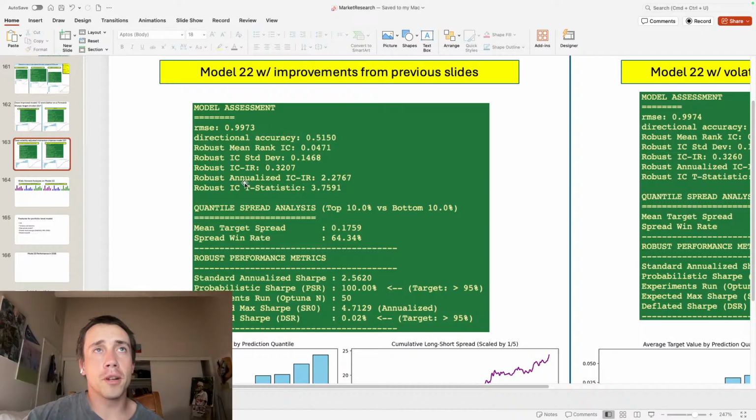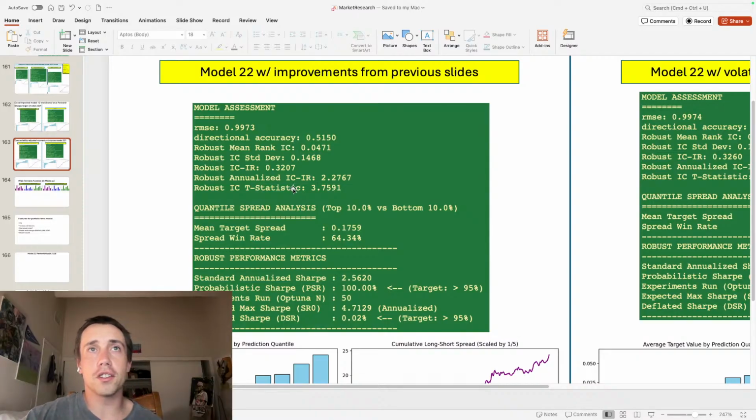These next four metrics are telling me the stability of the model. The standard deviation of the information coefficient should be 3 to 13 times the information coefficient. It's roughly 3 times the information coefficient, so that's good. The annual information coefficient to information ratio is about 2.3. I'm shooting for 0.3, so this is way better than I'm shooting for.